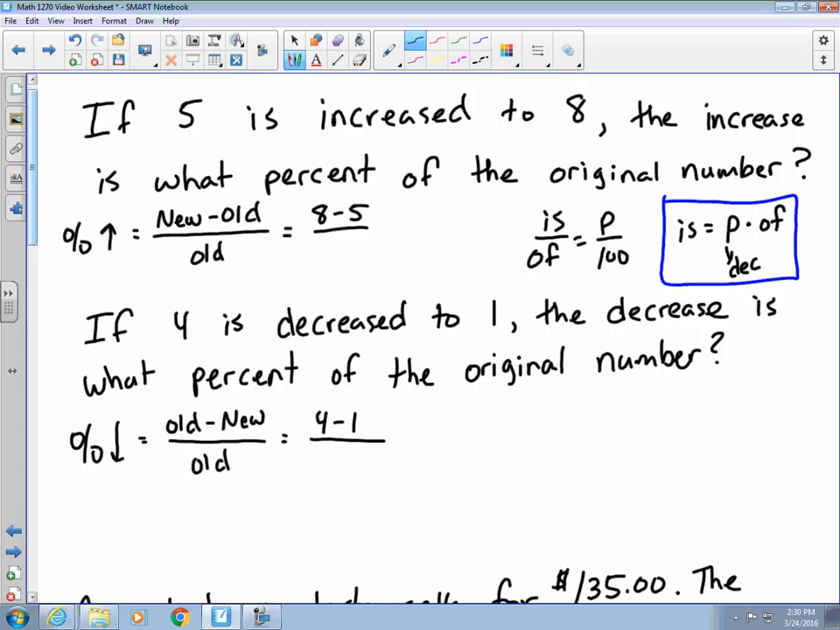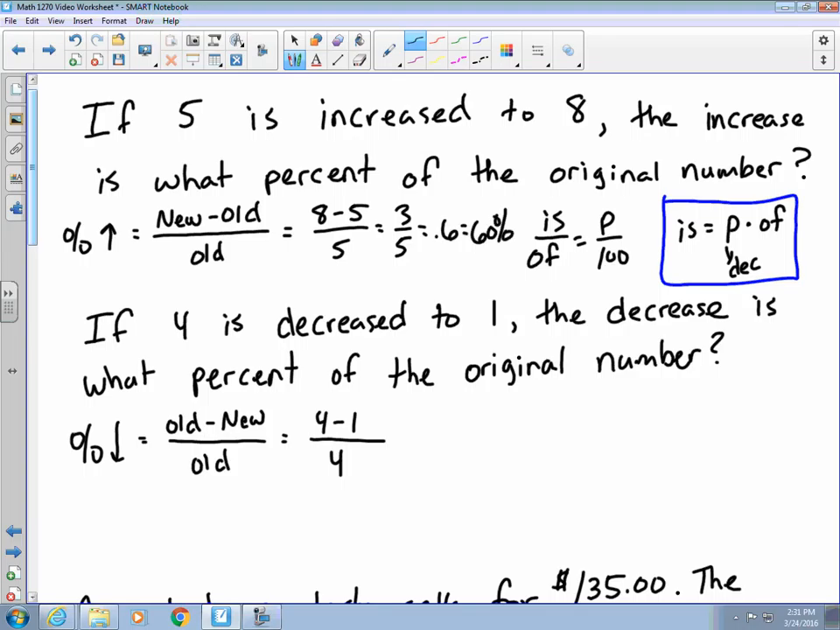Now, if you want to look at an increase, it starts at 5 and goes to 8. So 8 is technically the new one since that's what it goes up to, and then 5 is the old. Now, when you look at the decrease, it starts at 4 and goes to 1. So now 1 is the new, and 4 is the old, the original. When you do this, you get a fraction, but in order to get the percent, you actually have to divide those two, and then move it two places to the right, which is 60%.